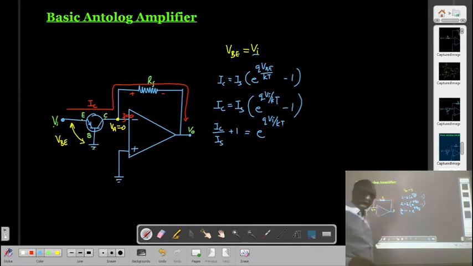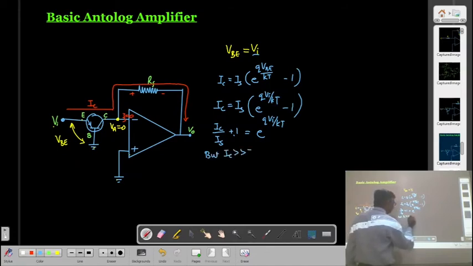But I already mentioned that this Is is very small, so that the IC by Is factor is large, and in that case you can neglect the 1. The IC is much greater than Is, and therefore IC by Is is equal to e raised to QVI by KT.